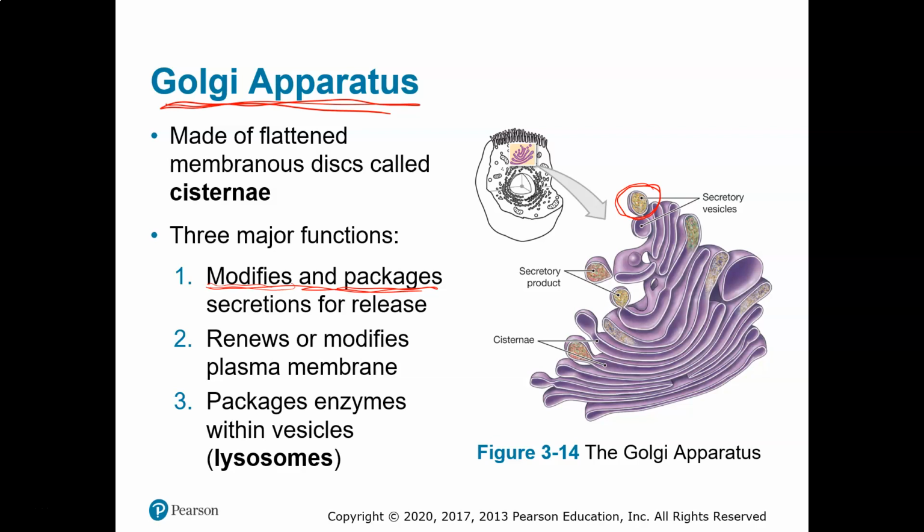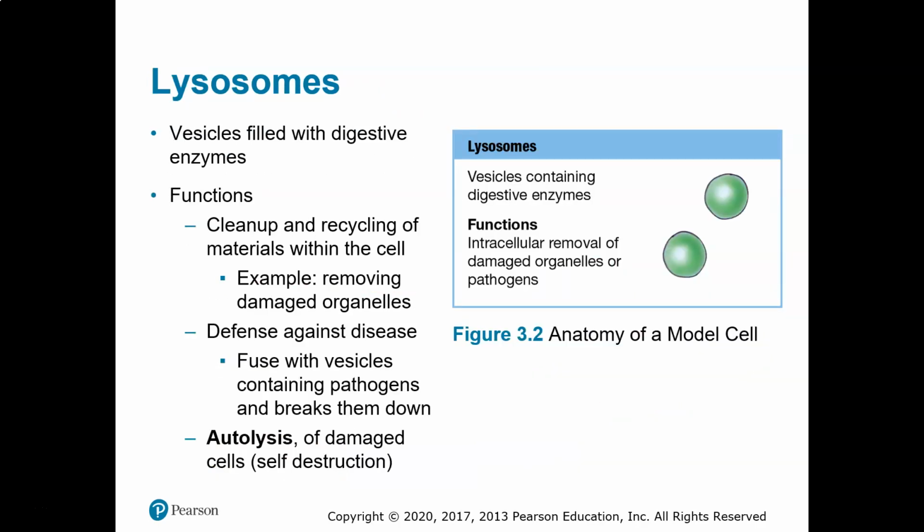The Golgi apparatus is responsible for producing lysosomes, because lysosomes are vesicles that contain digestive enzymes inside of them. So the enzymes are produced by the rough ER, and then they're transported to the Golgi apparatus, and the Golgi apparatus packages them into a lysosome. So lysosomes, again, are defined as vesicles filled with digestive enzymes. They function in removing damaged organelles or pathogens, and also just digestion in general.